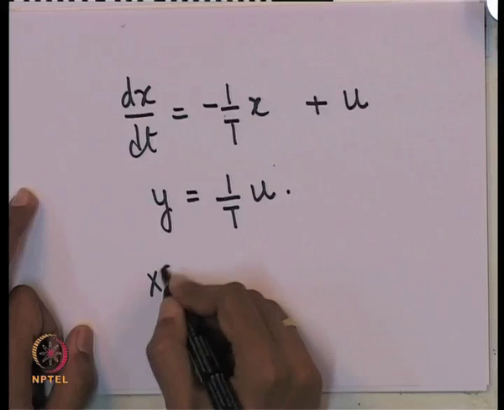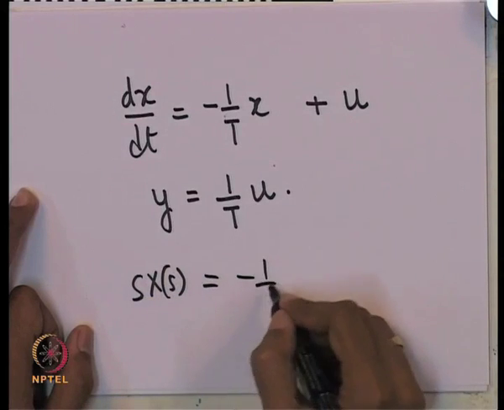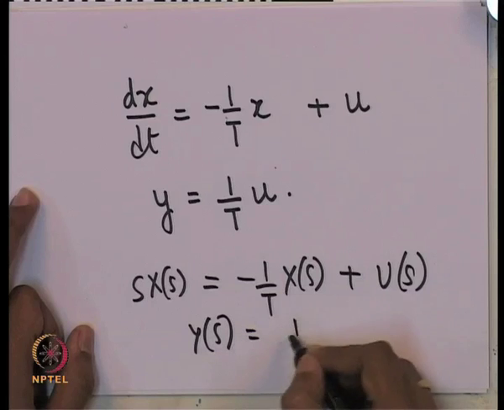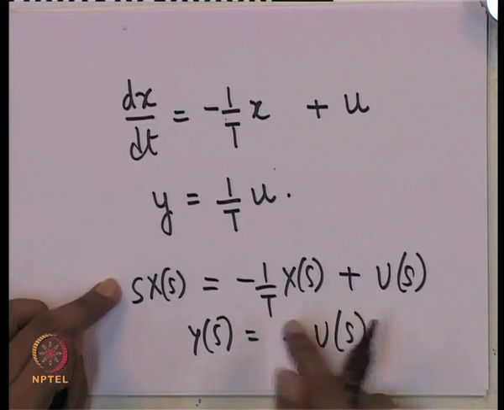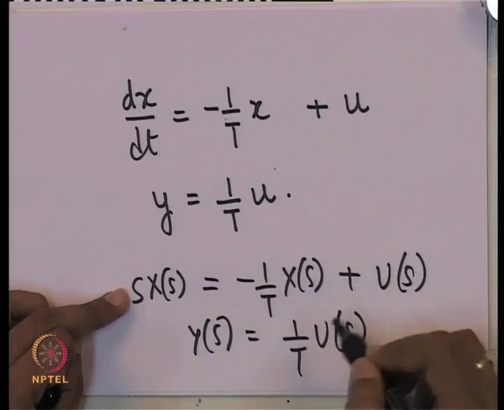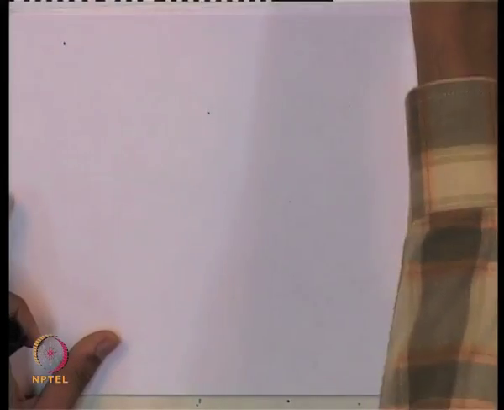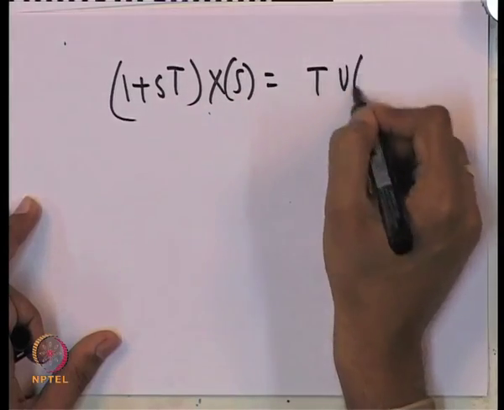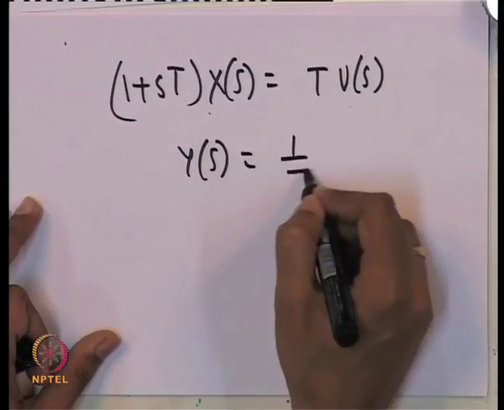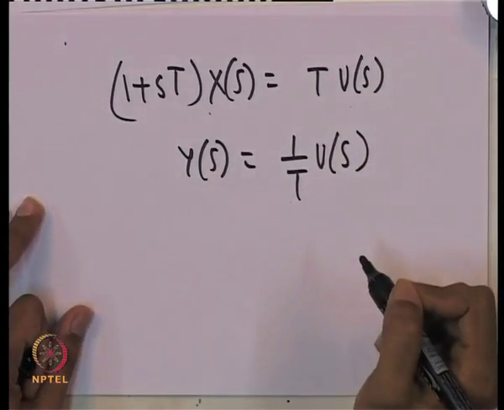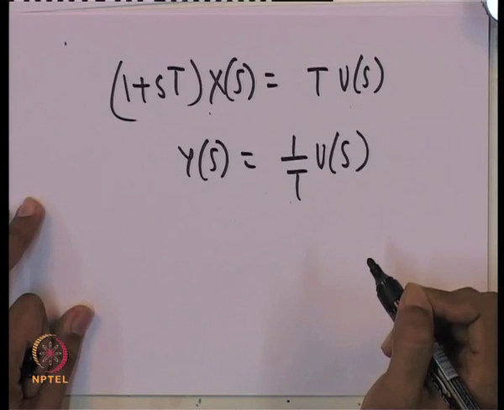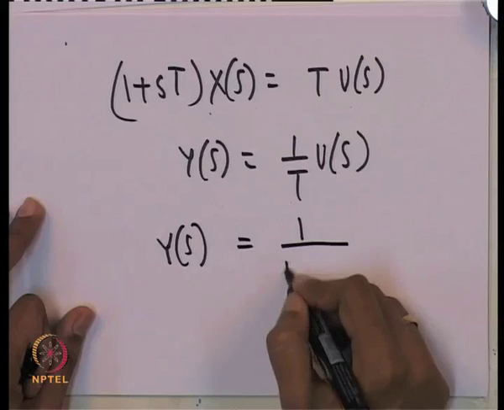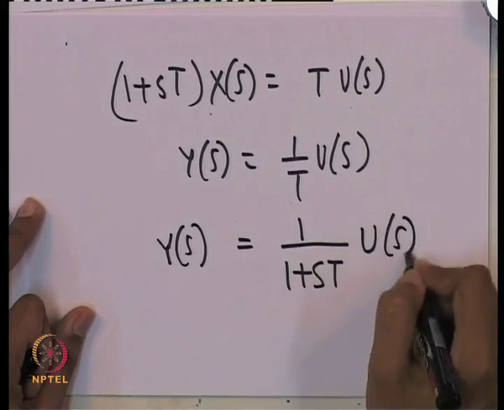Can we verify that? You will get s of x of s is equal to minus 1 upon t x of s plus u of s, y of s is equal to 1 over t u of s. So, what you will get eventually is 1 plus s t of x of s is equal to t times u of s, so y of s is equal to 1 upon t u of s. So, from these equations, what we can get effectively is y of s is equal to 1 over 1 plus s t u of s. Is that okay?